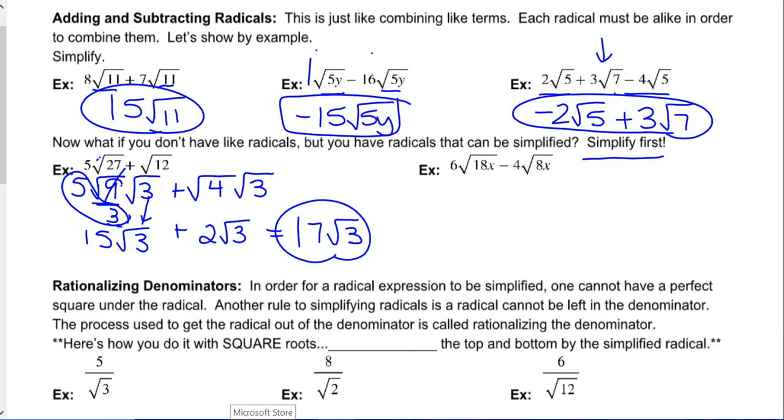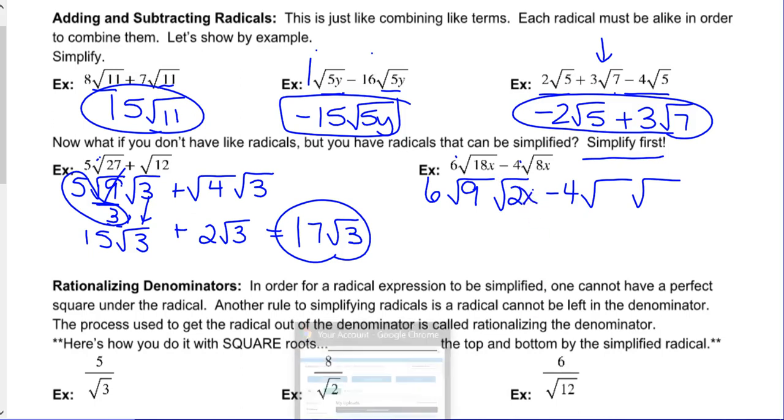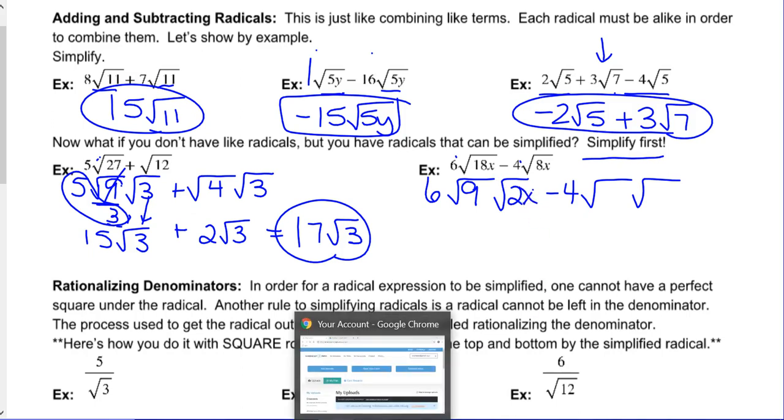Okay, let's do one with variables. Still, I have these numbers up front, 6 times, 4 times that, so I have 6. Now, what is the perfect square in 18? And what is the perfect square in 8 and what's left over? Okay, so let's look at 18. 1, 4, 9, 16. I'm going to make that a 9 times a 2. Now, is x a perfect square? Hope you're shaking your head no, because it is not. I just need to leave that in the leftover part.